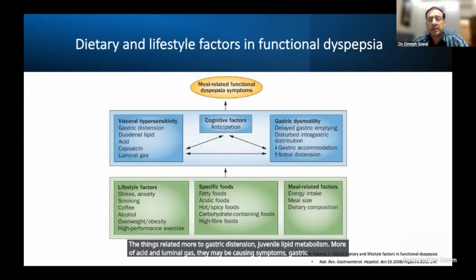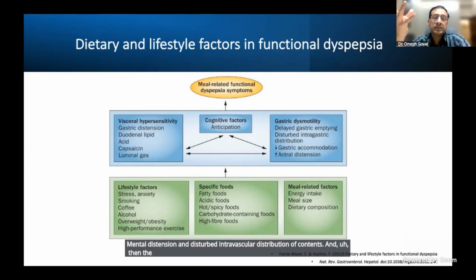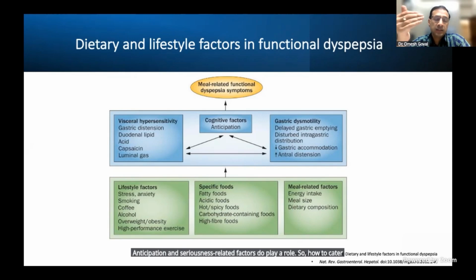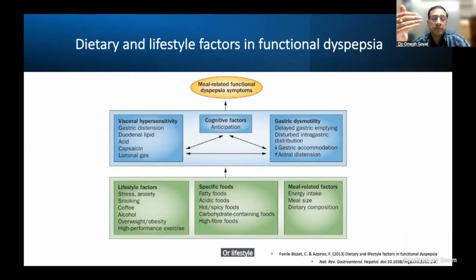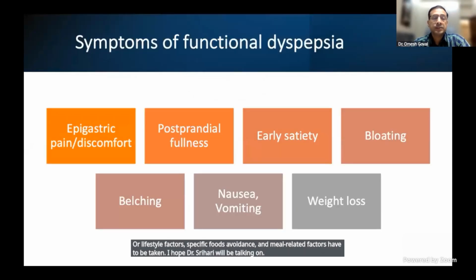Gastric dysmotility, I've already talked about in the last slide. Accommodation defect, enteral distension, and disturbed intragastric distribution of contents. And then the cognitive factors, anticipation, and CNS related factors do play a role. So how to cater to these factors are lifestyle factors, specific food avoidance, and meal related factors have to be taken. I hope Dr. Srihari will be talking on these aspects.